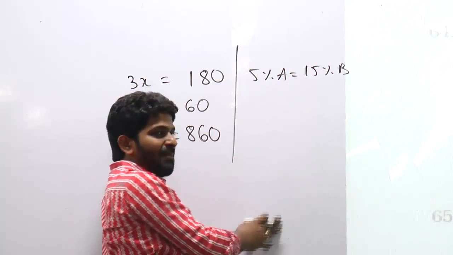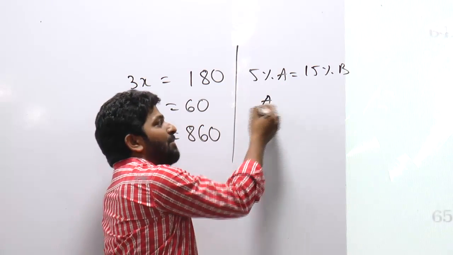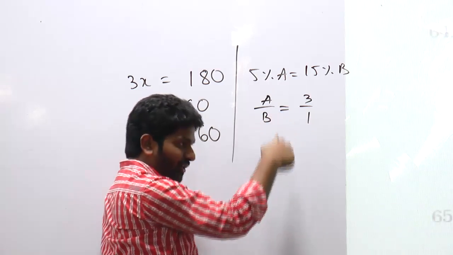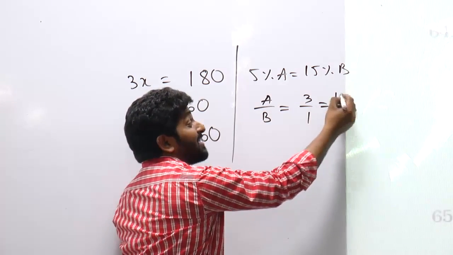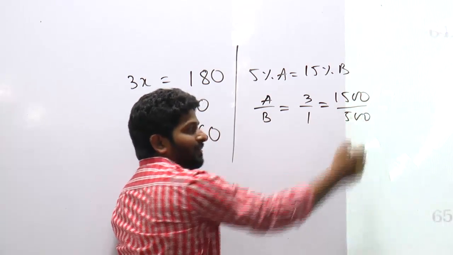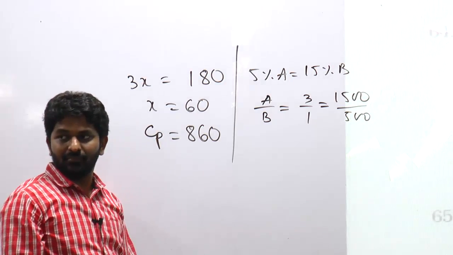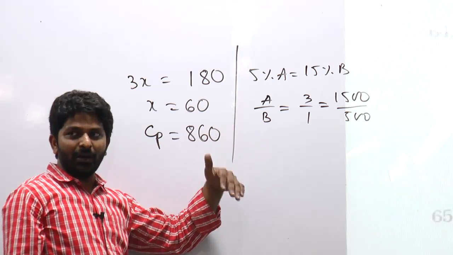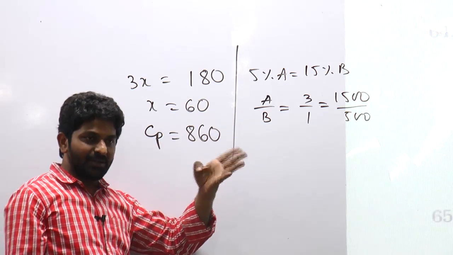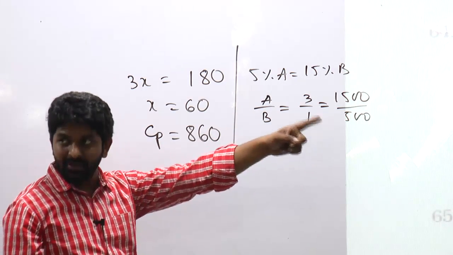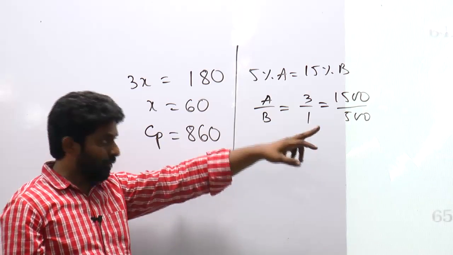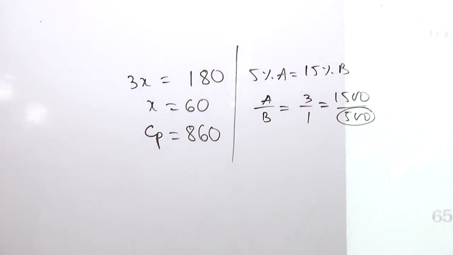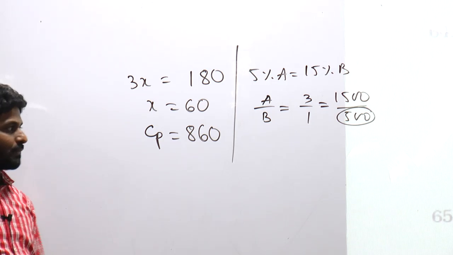5% of A is same as 15% of B. A by B is equal to 15 by 5, which is 3 by 1. In the sense ratio 3:1. So in the sense A gets 1500 and B gets 500. 3 parts, 1 part. Total 4 parts. 4 parts is equal to 2000. 1 part is 500. You are asked about only B. So B gets 500 rupees. Whereas quantity 1 is 860. Quantity 1 is more than quantity 2.